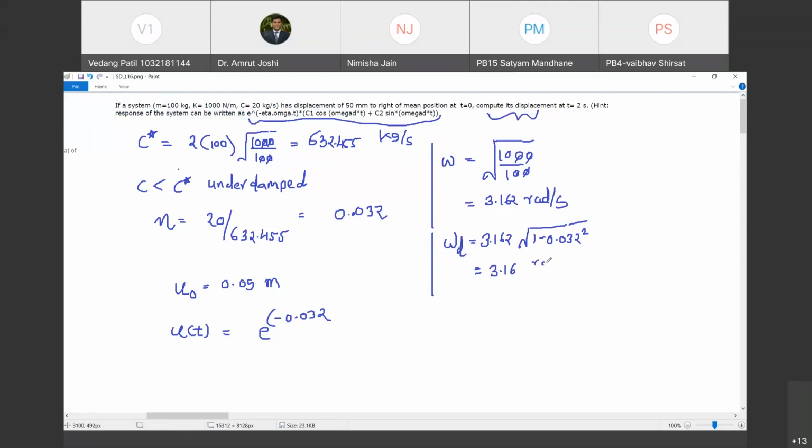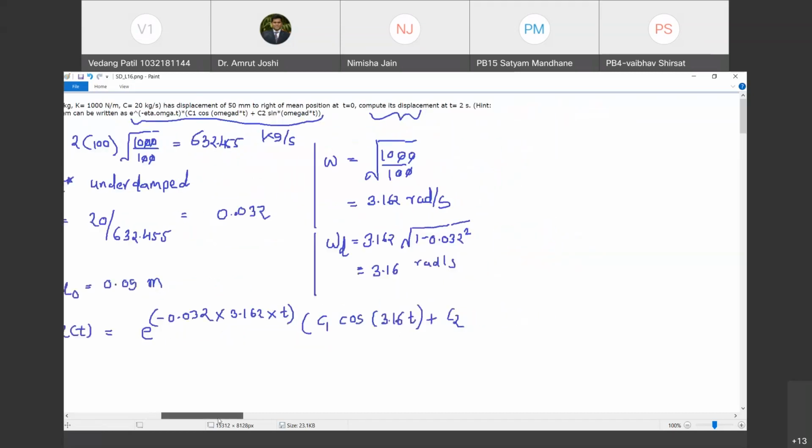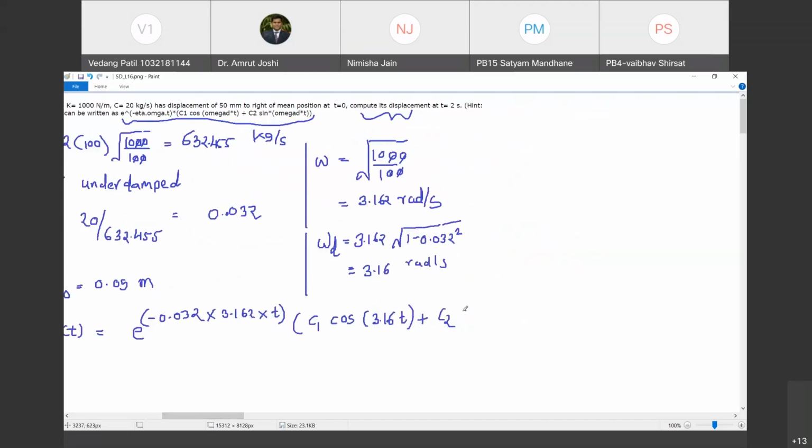So e raised to minus eta omega, which omega do we take here? 3.162, into t, right? Into the bracket, what do we write? C1 cos omega d, how much is omega d? 3.16, times t, plus. A lot of people have made silly mistakes here, they forgot to write t. C2 sin omega d t. Are you with me? Yes, sir.